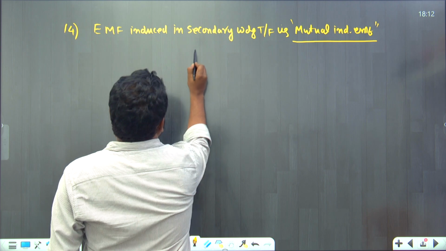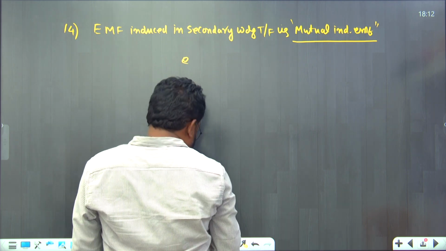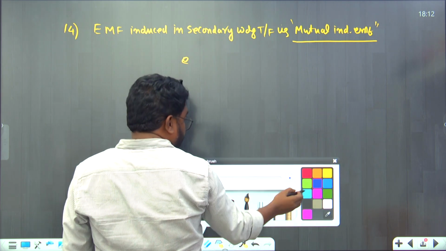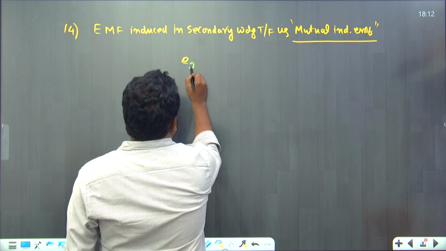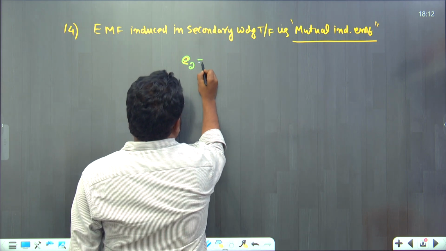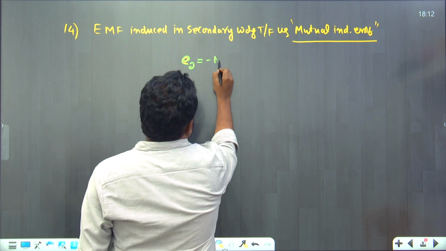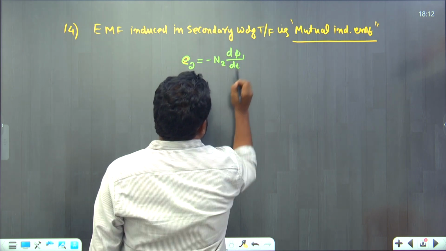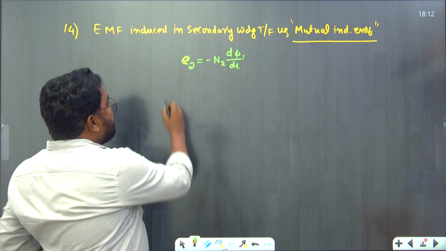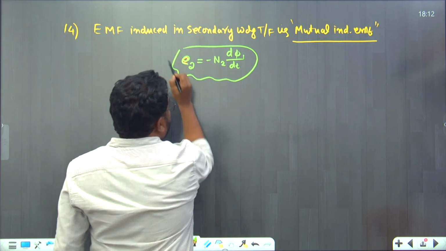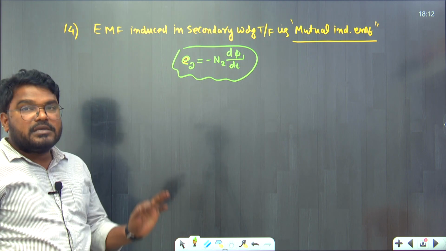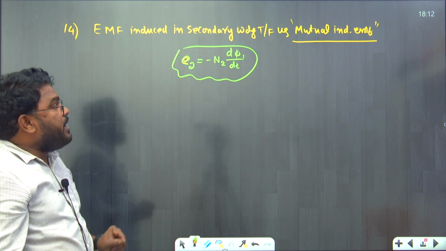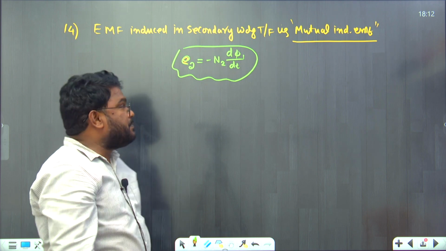Suppose in this case, mathematically, how do we find the EMF induced in the secondary winding? E2 is the EMF induced in the secondary winding. E2 is equal to minus N2 d phi by dt. This is the flux of the primary winding only. Here N2 is the number of turns in the secondary winding, and phi 1 is the primary flux.